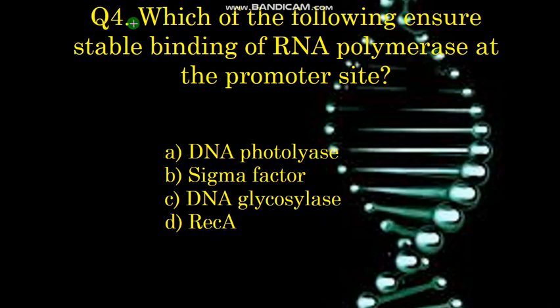Next, question number 4. Which of the following ensures stable binding of RNA polymerase at the promoter site? Option A, DNA phosphorylase. Option B, sigma factor. Option C, DNA glycosylase. Option D, RET-A. And the answer is sigma factor.